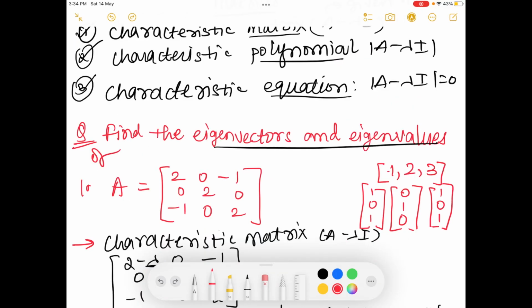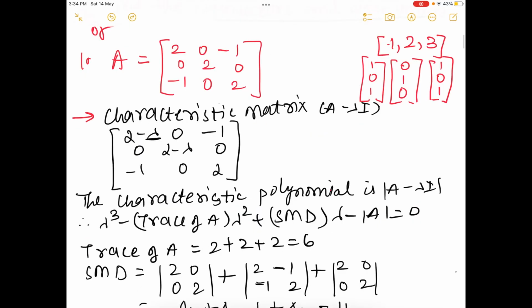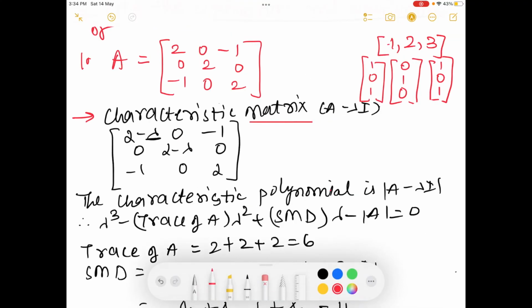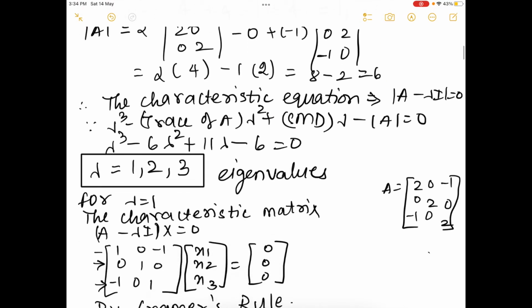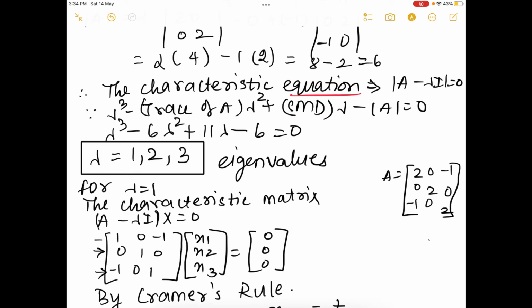Thank you. So I also ended up solving another example where we get unique eigenvectors. Here this is the question: A equals 2 0 minus 1, 0 2 0, minus 1 0 2. I went ahead and defined the characteristic matrix, and then the characteristic polynomial, and then we found the value of the trace, the sum of minors and the determinant of the given matrix. Then I defined the characteristic equation and substituted all of the values. So we got the eigenvalues as 1, 2 and 3.